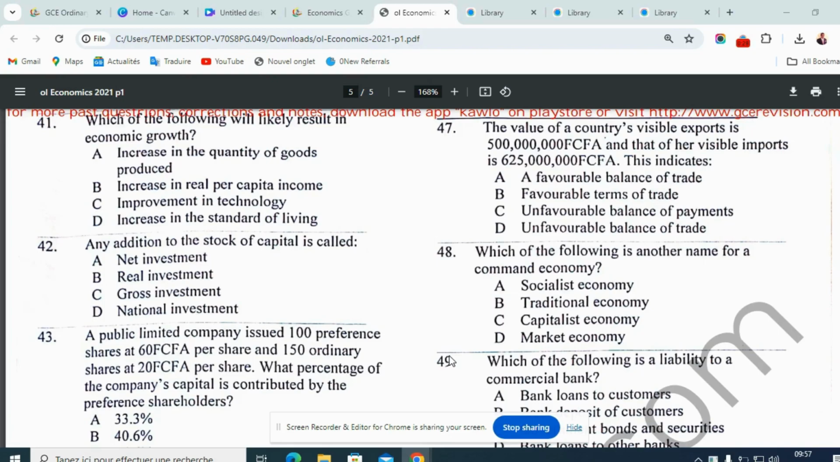Net investment. A public limited company issued 100 preference shares at 60 francs per share and 150 ordinary shares at 20 francs per share. What percentage of the company's capital is contributed by the preference shareholders? The correct answer here, we are in 43, the correct answer is A, 33.3%. So the correct answer is A.